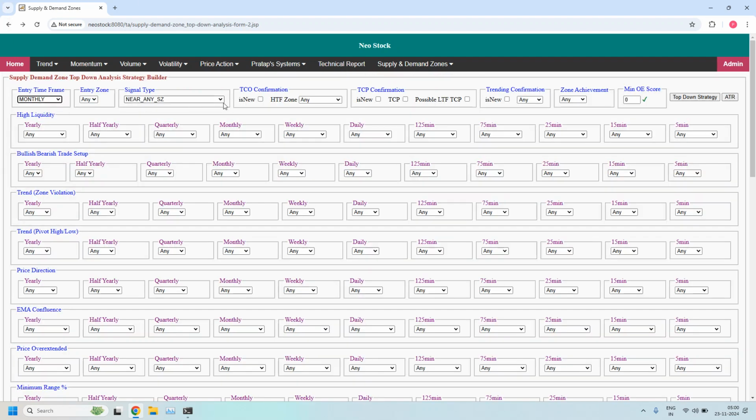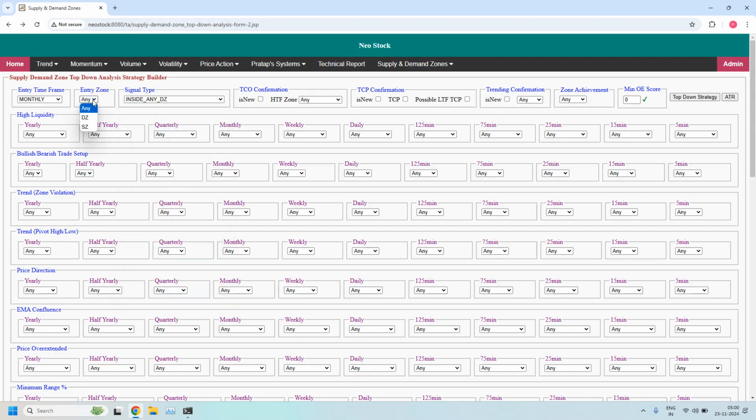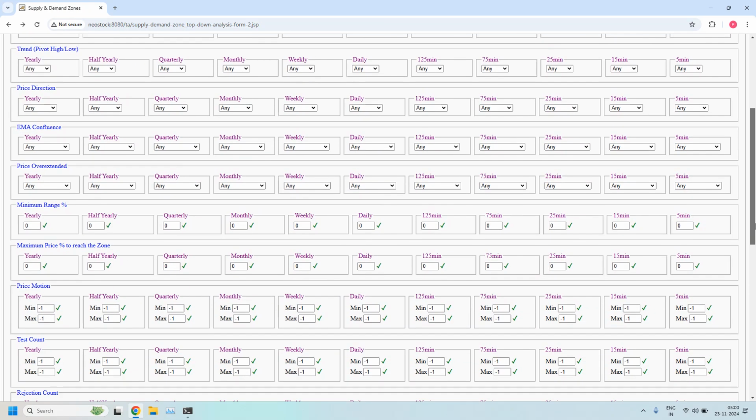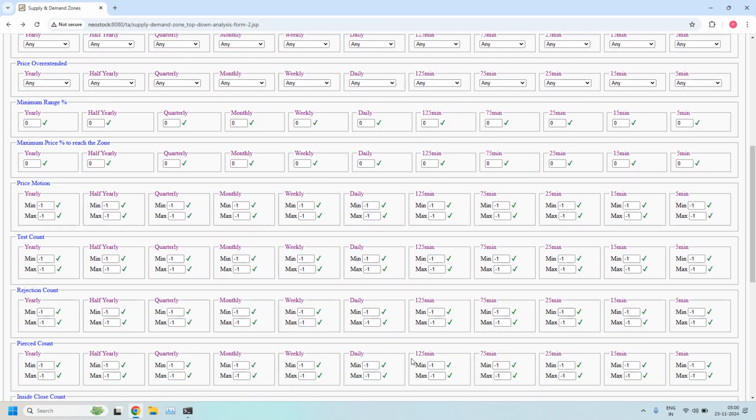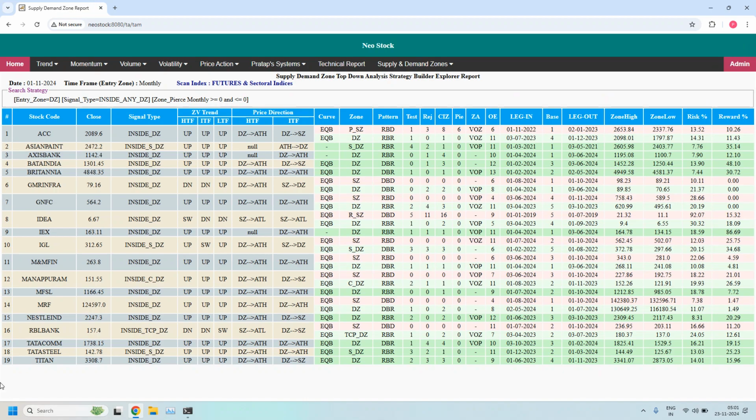Next, monthly time frame. Price closed inside the monthly demand zone, but these monthly demand zones should not be pierced. So in the pierced count at monthly time frame, I am adding minimum value 0, maximum value 0. That means the zone is not pierced. We got 19 stocks. Currently price closed in these 19 monthly demand zones.